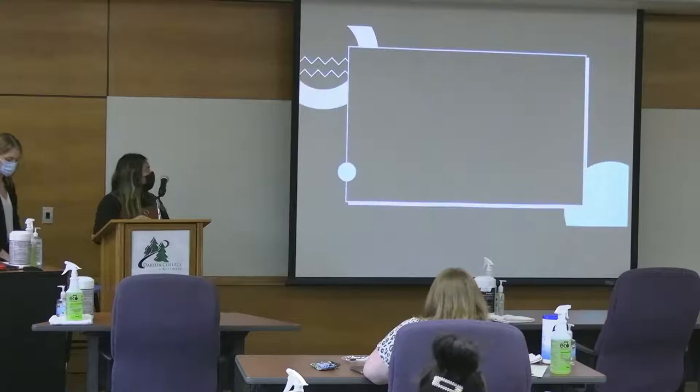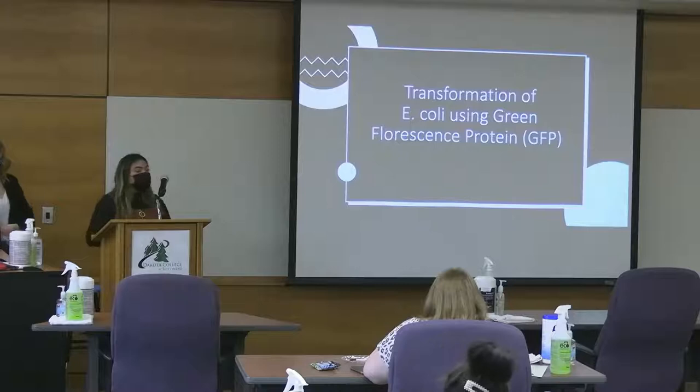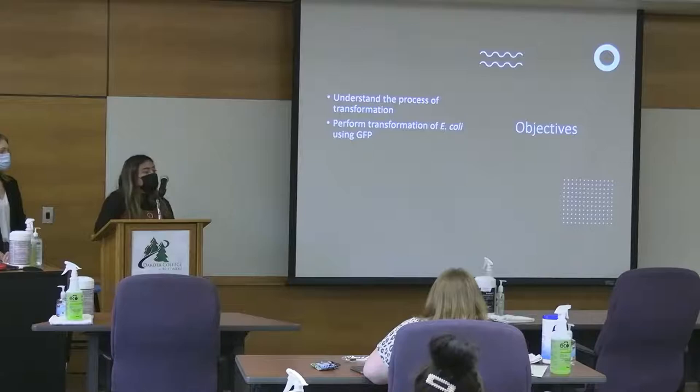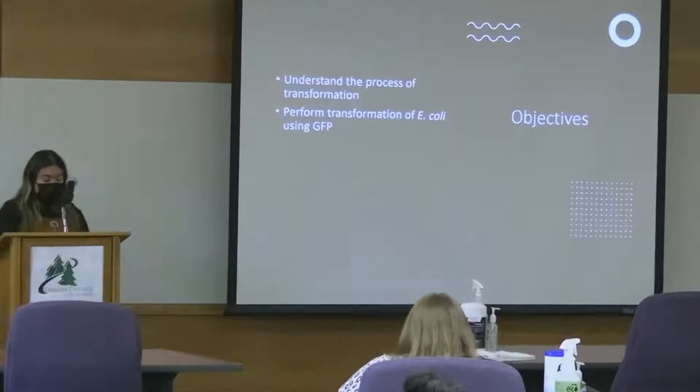Okay, so our lab was called Transformation of E. coli Using Green Fluorescent Protein, otherwise known as the GFP gene. Our objectives for this project were to understand the process of transformation that was mentioned before and to perform transformation of E. coli using that GFP gene.